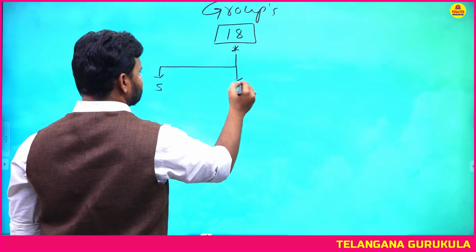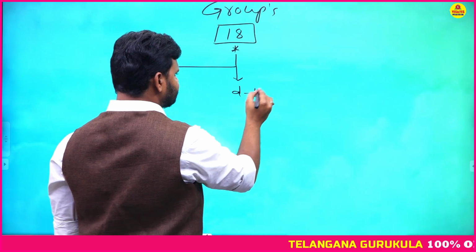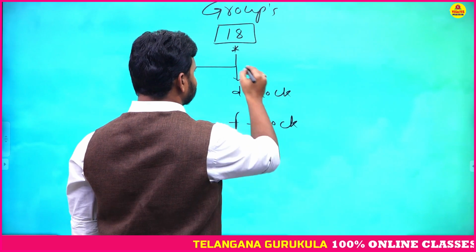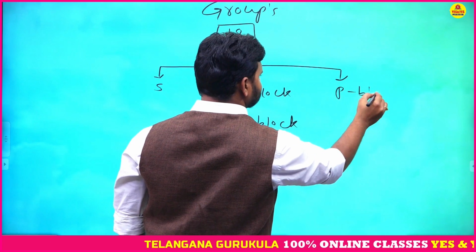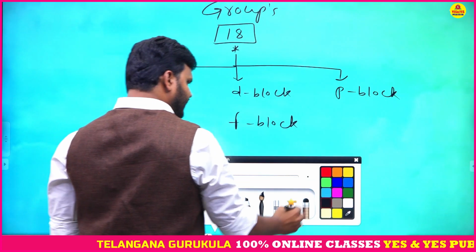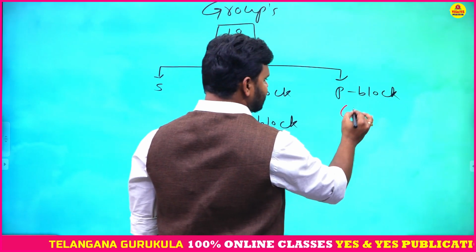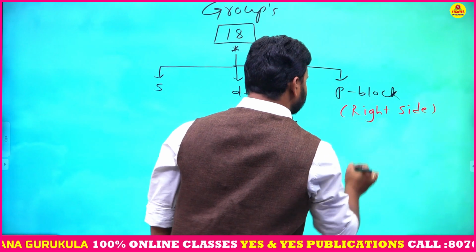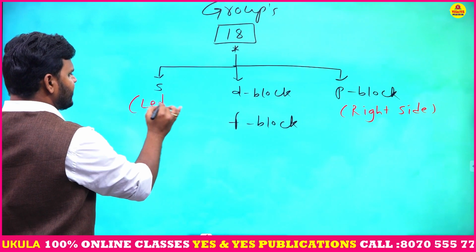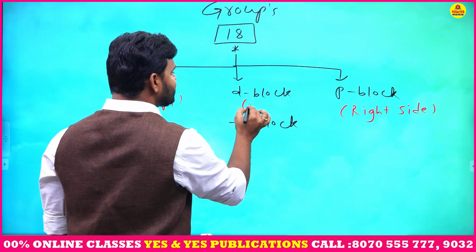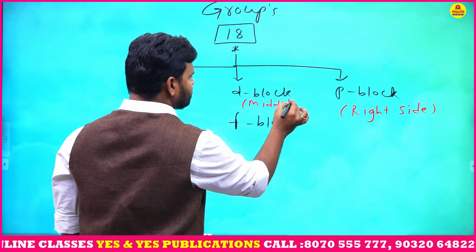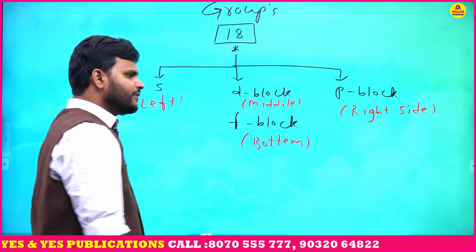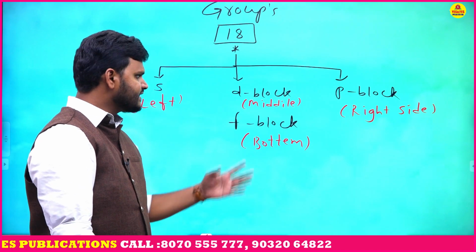S block, D block, F block and P block. When you look at the periodic table, on the right side the P block is there, on the left side the S block is there, in the middle the D block is there, and at the bottom the F block is there. So the F block is present at the bottom of the periodic table, isn't it? Yes. Is it clear?